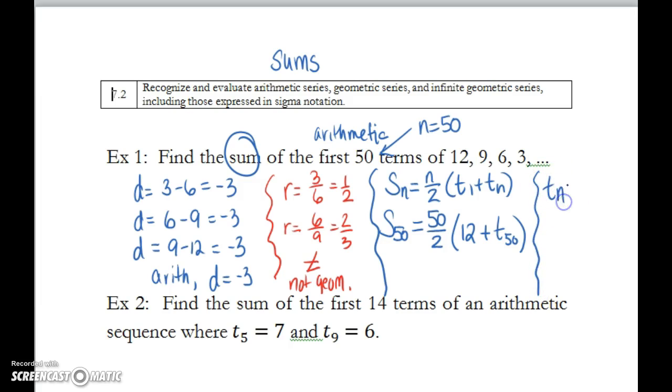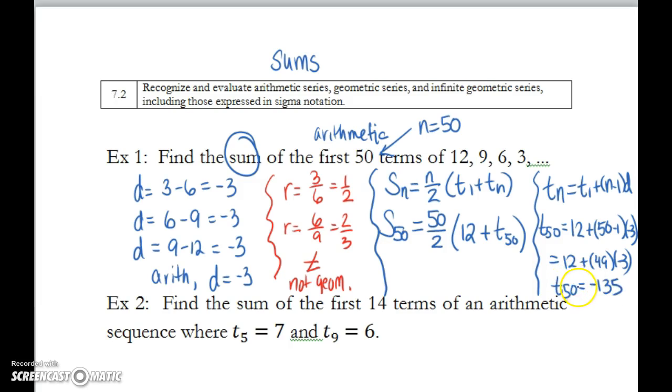To find any term in an arithmetic sequence, we use our term formula. We're finding our 50th term. t1 is 12, n is 50 minus 1, and d is negative 3. So that is 12 plus 49 times negative 3, and you can use your calculator. Our 50th term is negative 135.